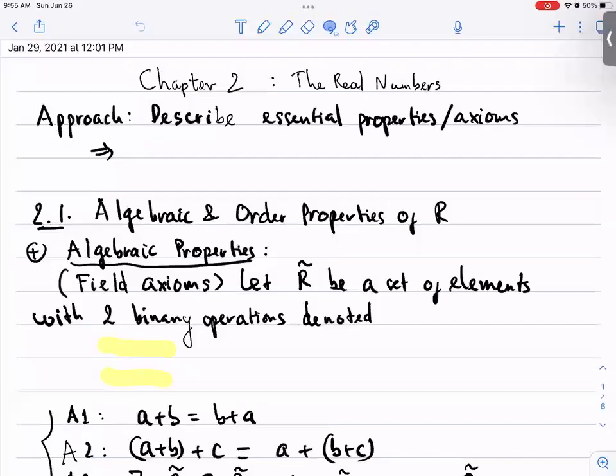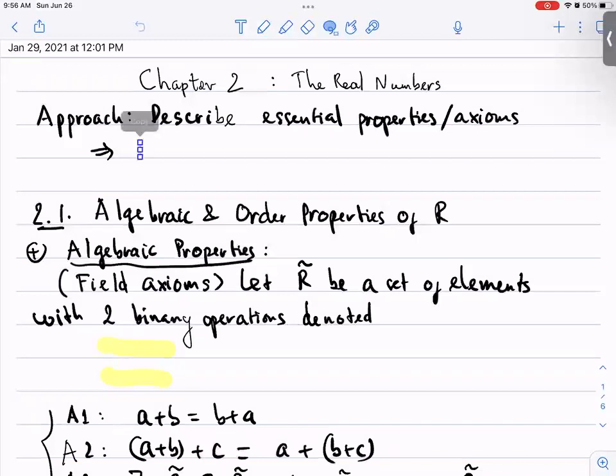Hello everyone. Today we start chapter 2 about the real numbers. The general approach in this chapter is that we start with describing essential properties, axioms, and then using these axioms we're gonna prove certain theorems, statements, and corollary.